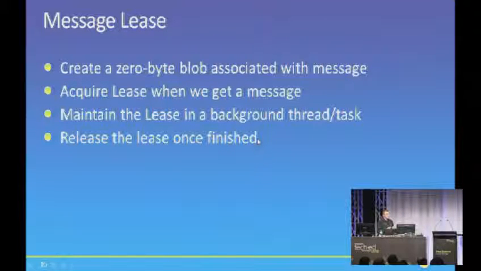Cool, so a quick recap. We created a 0-byte blob and associated it with a message somehow. So if you've got a unique ID for your message, you can use that. And then we acquire the lease when we get the message. We maintain this in the background thread. Okay, and then once we've finished completing our work, we can release the lease. And if that process falls over, then that lease is going to expire, and so another instance can get into there and get the message. So it works pretty cool.